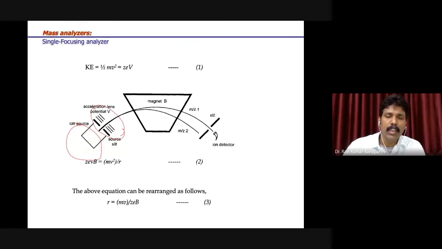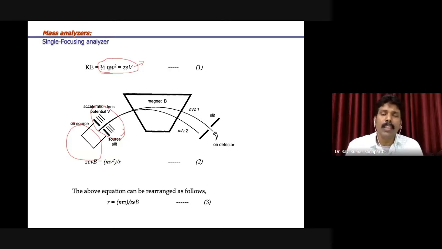Since the fragmented ions are accelerated with some kinetic energy, we can draw a simple equation for the kinetic energy of the accelerated fragmented ions, which is half mv square equals ZeV, where capital V is the acceleration voltage that we applied between the acceleration lenses, Z is the charge, e is the fundamental charge, m is the mass of the fragmented ion we are interested in, and v is the velocity of the fragmented ion which is traveling. So its kinetic energy is equivalent to ZeV.